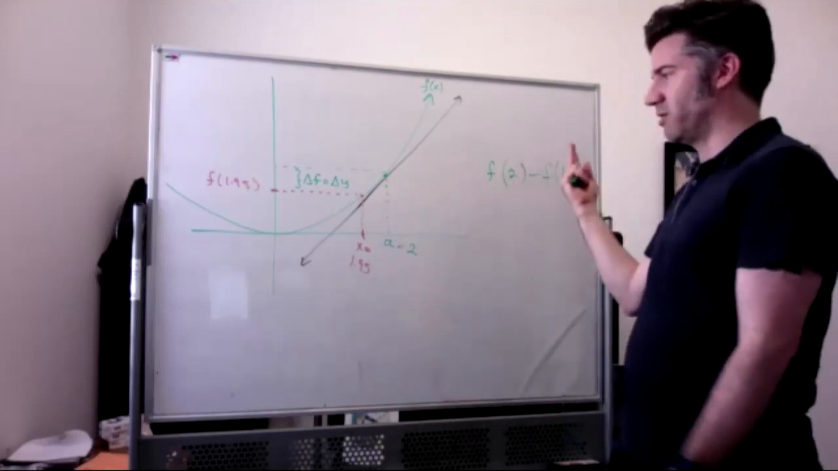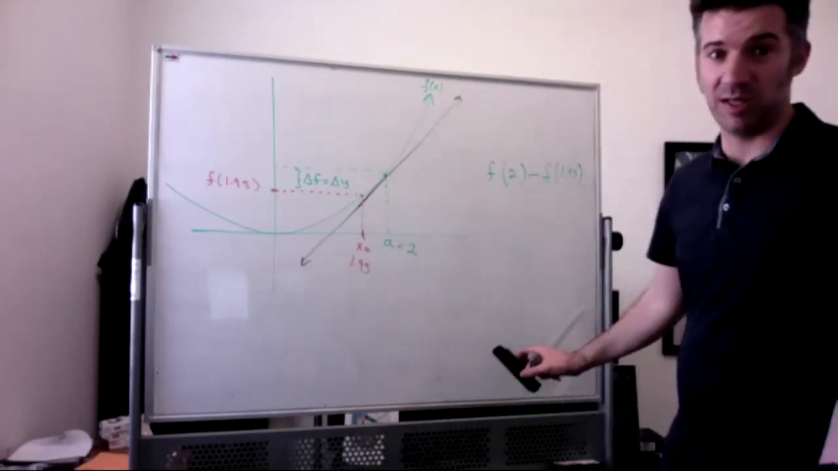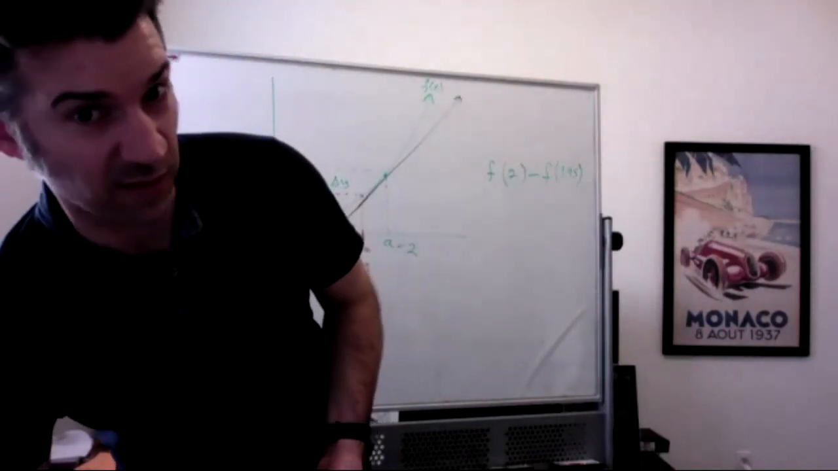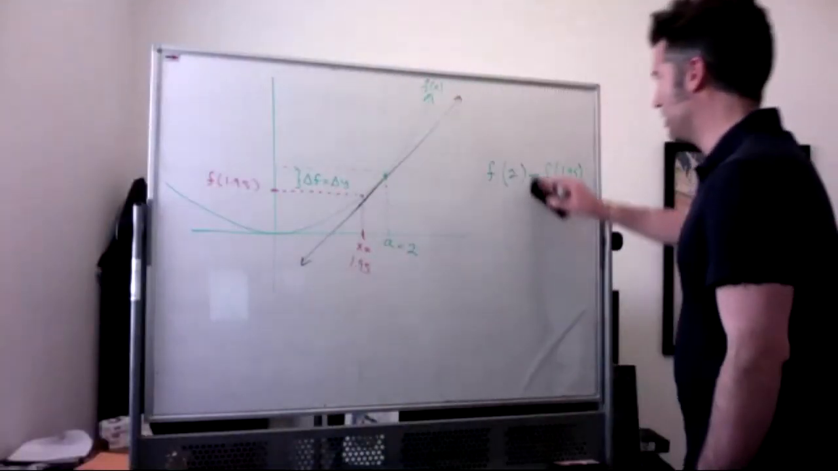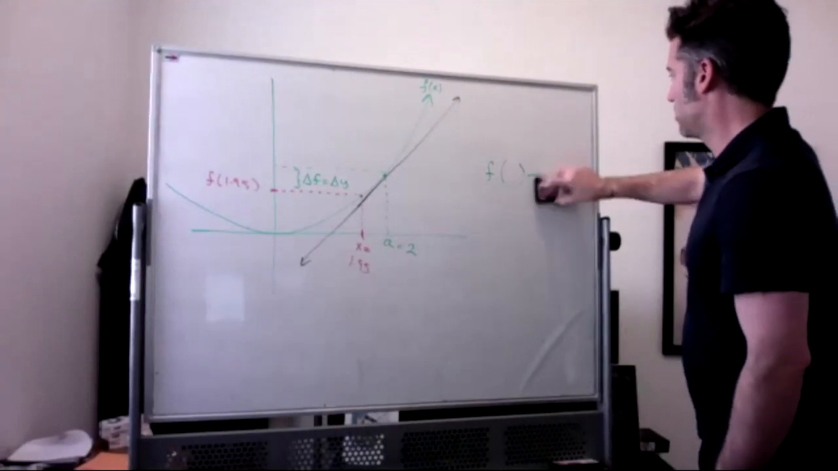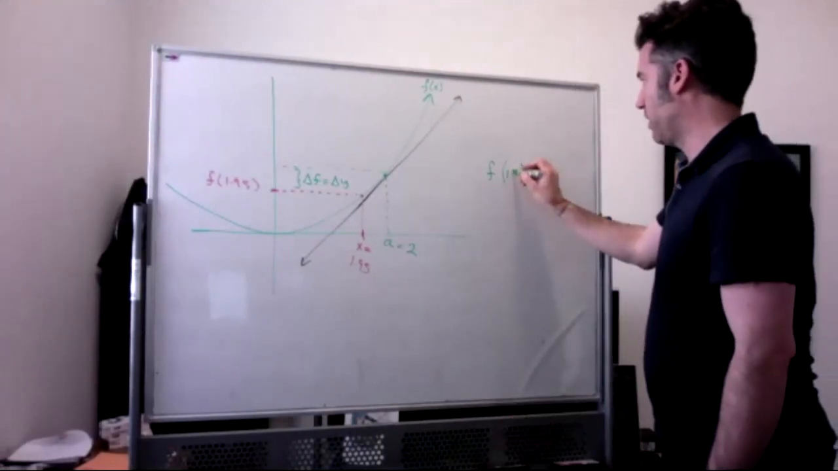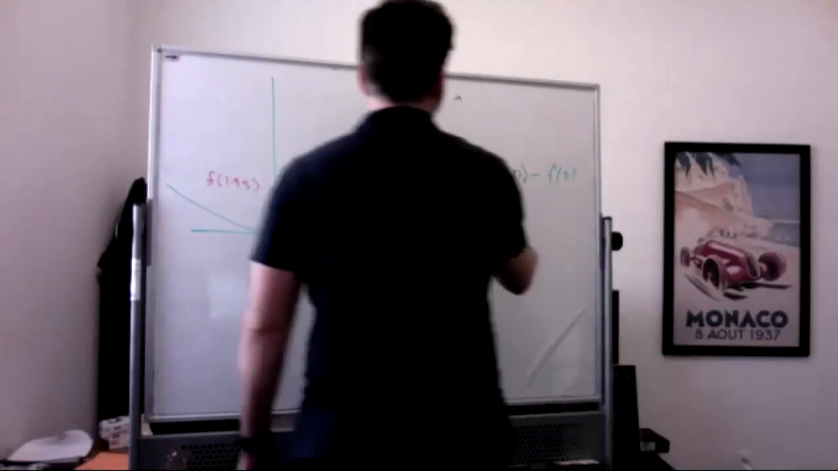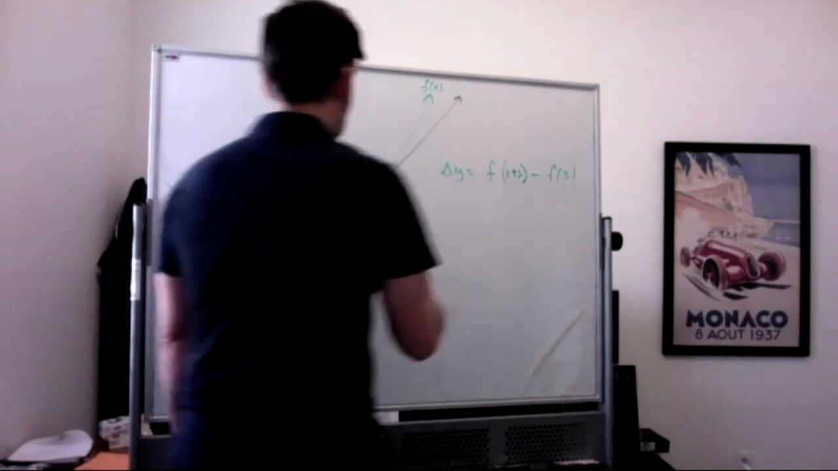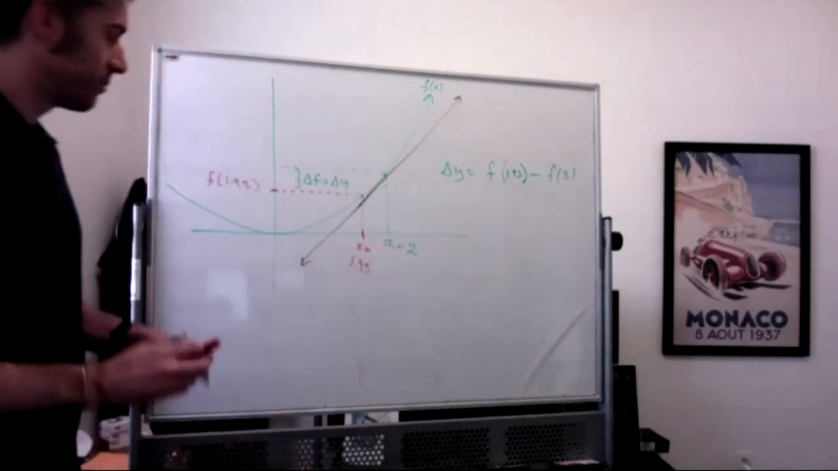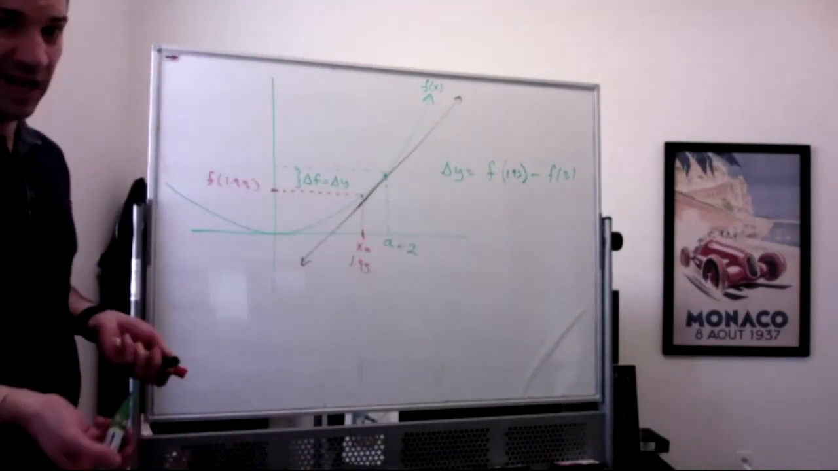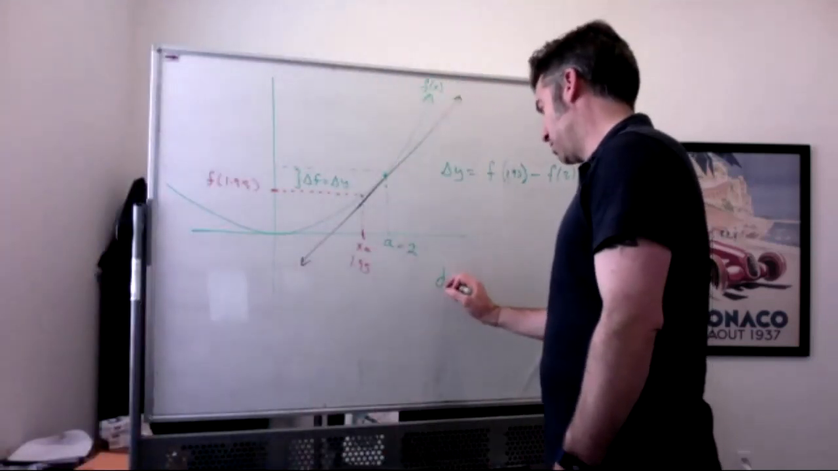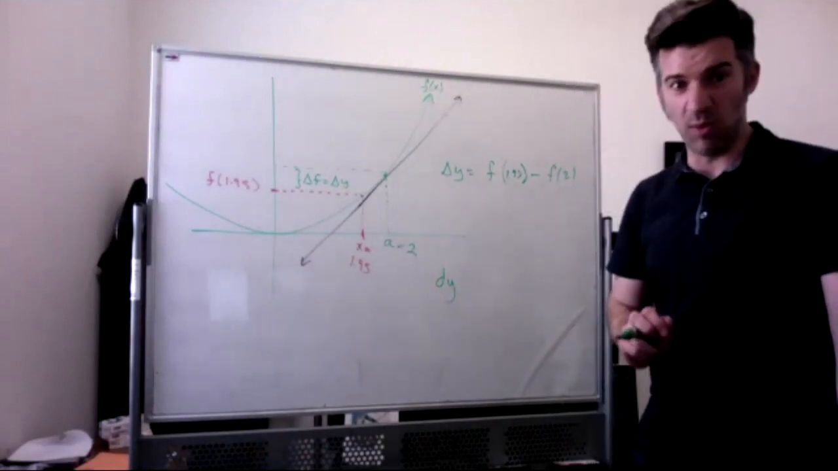I probably should do the subtraction in the opposite order because usually we think about the change happening as we go from left to right. So I should really say it's f of 1.95 minus f of 2. And that is the actual change from here to here. But we're not going to actually calculate that. Instead, we're going to approximate that with the differential, dy.